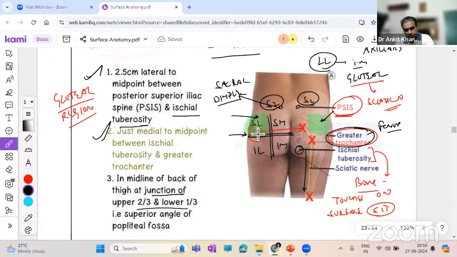And later on you might encounter questions where the IM injection was given to the deltoid muscle. In the case of the buttock or gluteal region, into which muscle are you actually giving the injection? It is basically the gluteus medius muscle. Gluteus medius is the muscle where, ideally, the IM injection is given. So the sciatic nerve is very, very important.